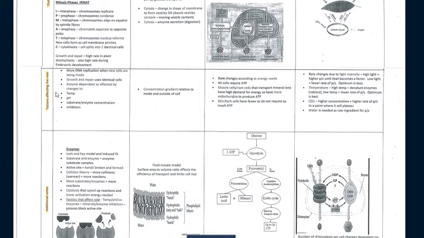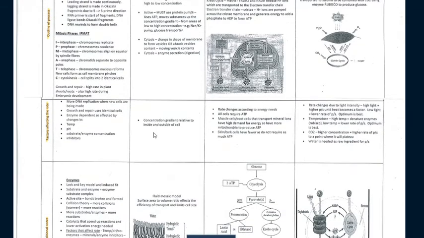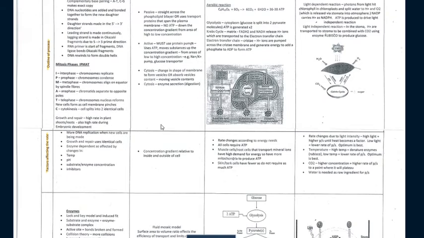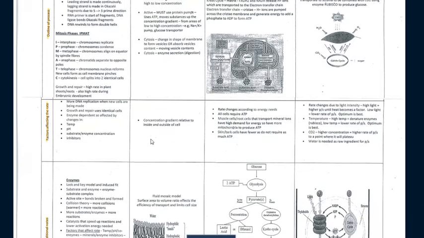Okay, so factors affecting the rate are the concentration gradient relative to the inside and outside of the cell. Okay, the amount of particles there are really determines whether we're going to have active or passive transport. If the concentration inside the cell is going to be higher than the outside of the cell, then we're going to have a transport of materials, okay, and it may change in different environments.